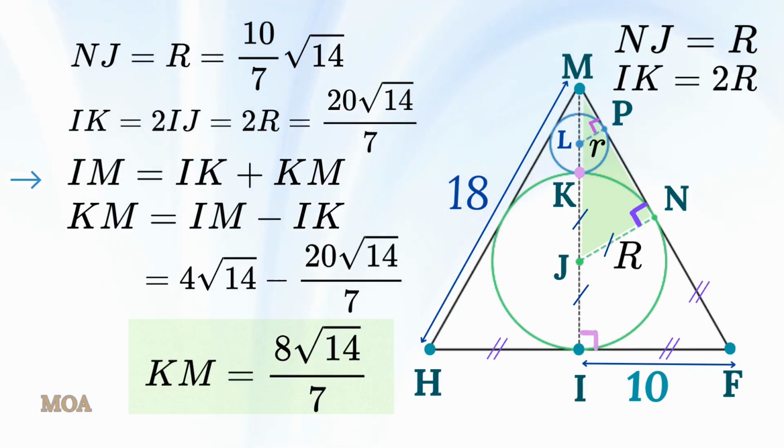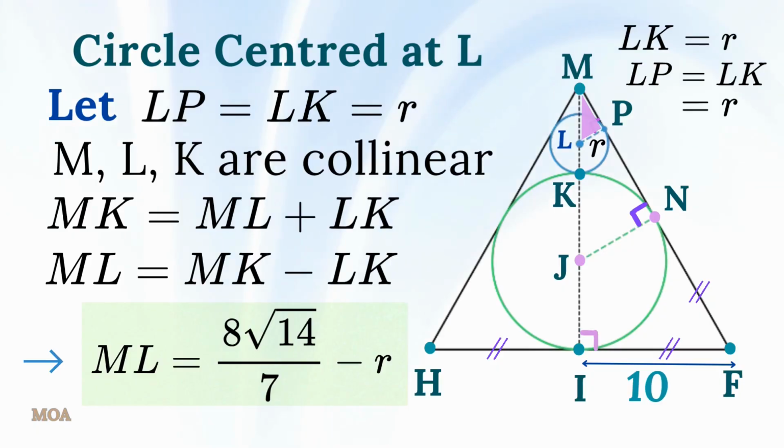This collinearity allows us to write IM equals IK plus KM. Rearranging the relation gives KM equals IM minus IK. Substituting our found values for IM and IK, then simplifying, we obtain KM equals 8 times the square root of 14, all over 7. We now turn to the small blue circle centered at L.